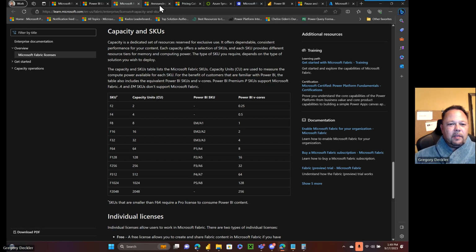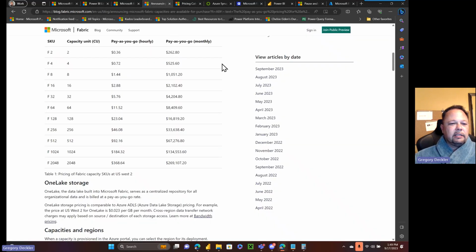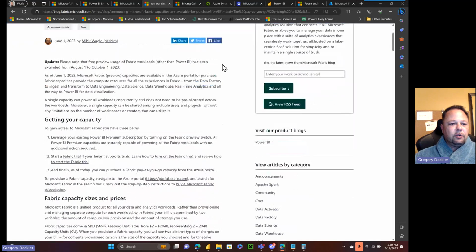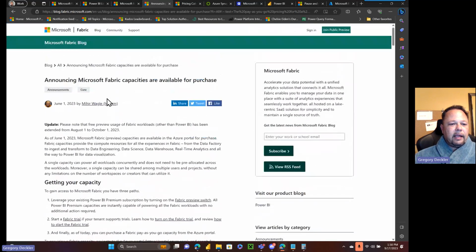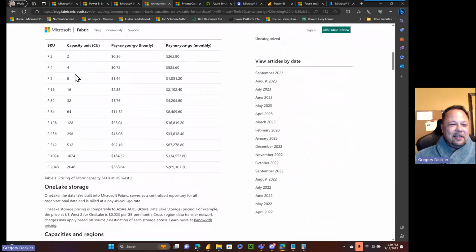Now, when you start digging into this, and this is from an announcement in June, you get into this table and you have a price of, pay-as-you-go monthly, $8,409.60. So, I may not be the best at math, but that seems more than $5,000, right? Per month. And about probably 60-70% more.